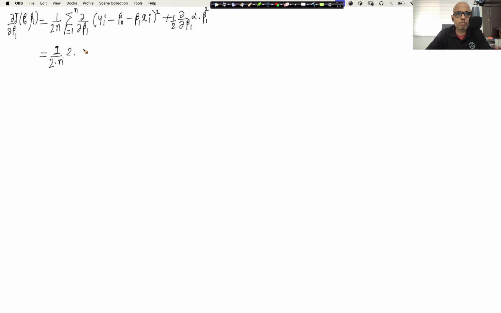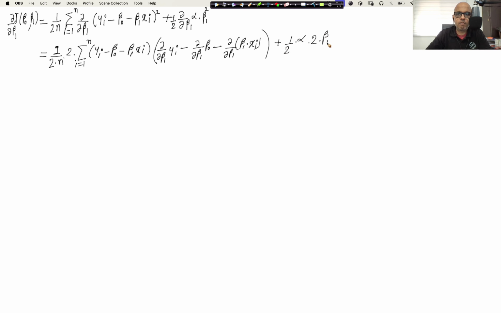So we would have 2 into this particular summation term, i is equal to 1 to n, and this will be the term inside: yi minus beta 0 minus beta 1 x of i. Then we would differentiate the term inside of this. So partial with respect to beta 1 of yi, minus partial with respect to beta 1 of beta 0, minus partial with respect to beta 1 of beta 1 x of i. And after that we would have 1 by 2 and the alpha that will come out there, and then we have 2 into beta 1.